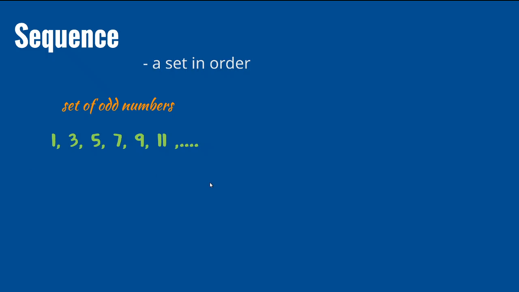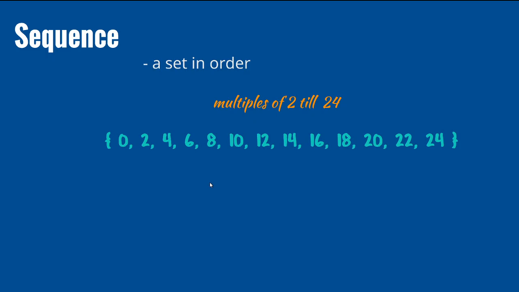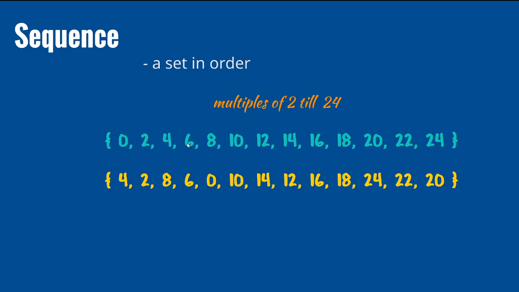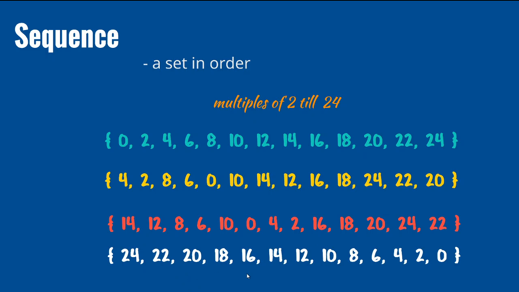So let me look at another example. Multiples of 2 till 24: 0, 2, 4, 6. These are the multiples of 2 till 24. It's 2 into 0, 0; 2 into 1, 2; 2 into 2, 4; and so on. I can write them like this also, jumbling the numbers. These are also the set of multiples of 2 till 24. But all these sets cannot be a sequence because they are not in order.